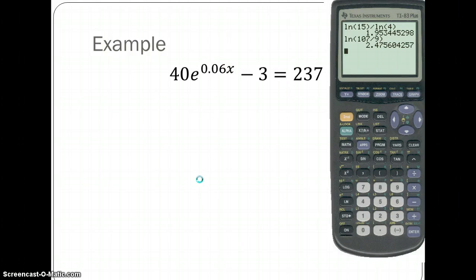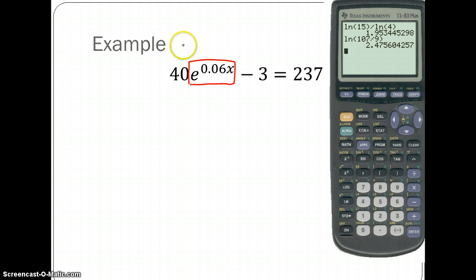All right, let's check out one more question here. 40 times e to the 0.06x minus 3. So again, thinking through our steps. What's the base? The base that you see with your exponential here is just the e. So you need to think, how do you isolate that?